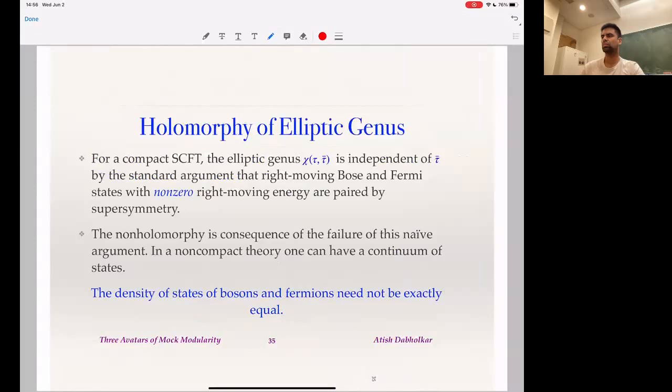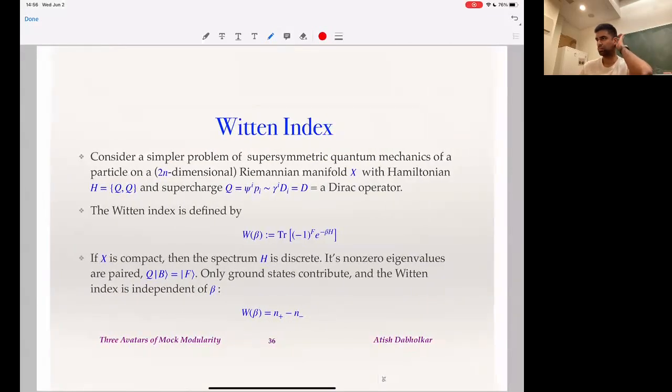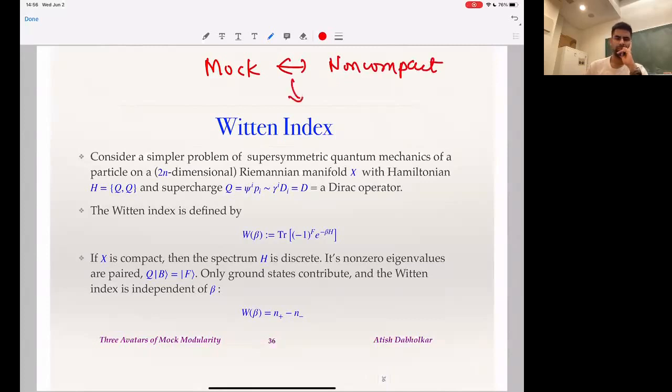I think I will maybe go a bit quickly to just explain the main idea. The main idea: I want to now make a contact between this mock modularity and non-compactness. And the object that is going to help us connect these two is the gamma function. And a simple thing to consider is a Witten index.